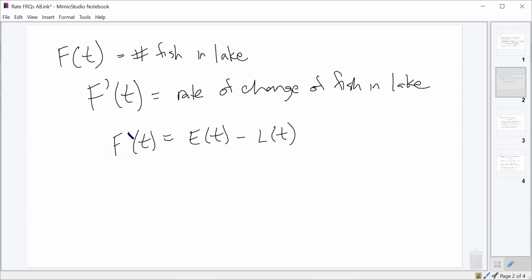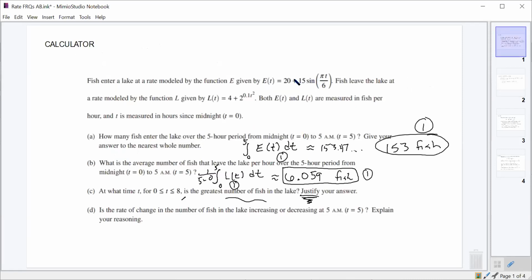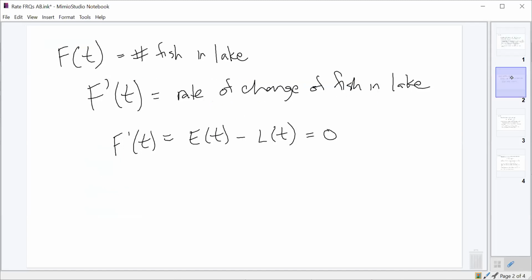And so if we want to know when f prime is equal to 0, we just need to know when E of t minus L of t is equal to 0, or when it's undefined. But if we look at those two functions, E of t and L of t, there's no values of t for which those are undefined. So we really just care when E of t minus L of t equals 0. That's a potential location of a max or a min. So you can just use your graphing calculator to get that's at around 6.20356.